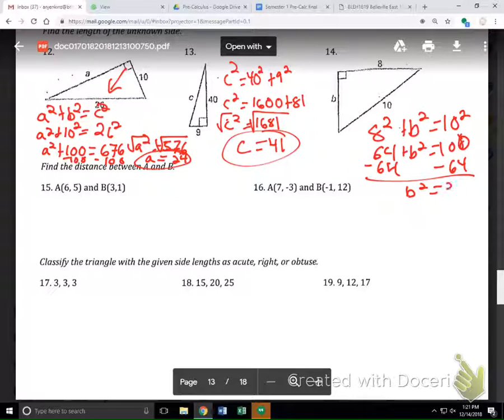B squared equals 36. Square root both sides. B equals. Can you slow down? Yeah, pause. So now that we have the formula, let's go through and solve it.